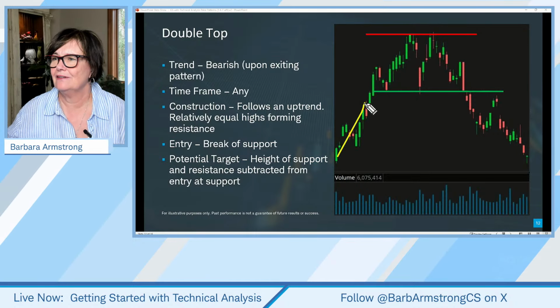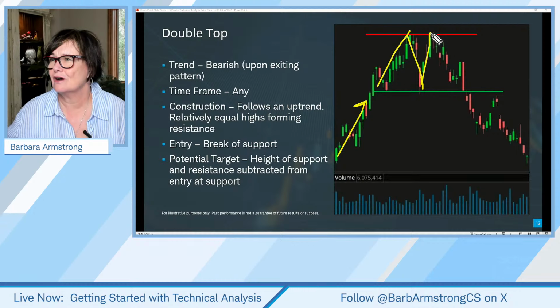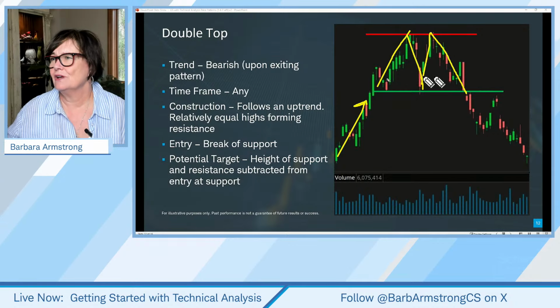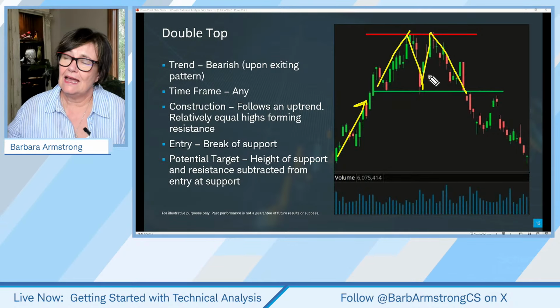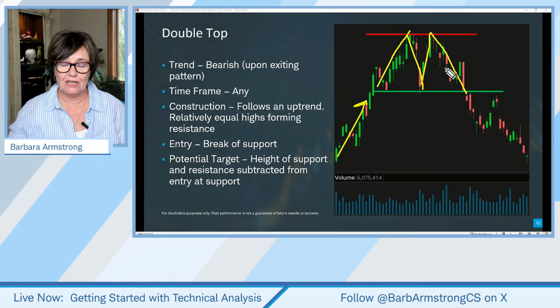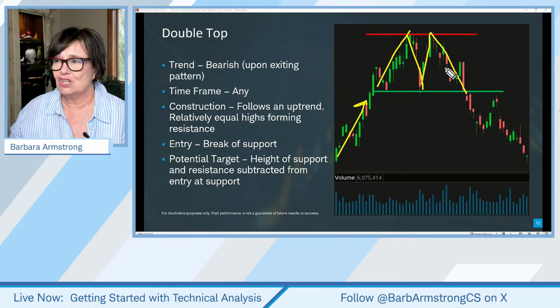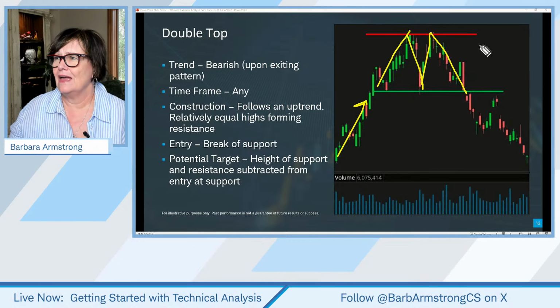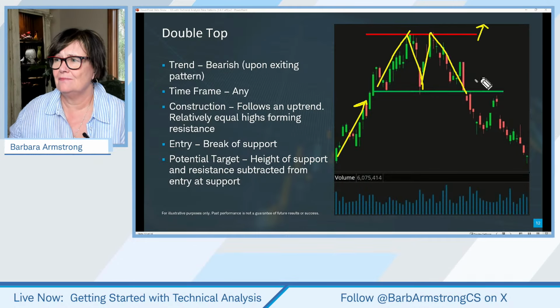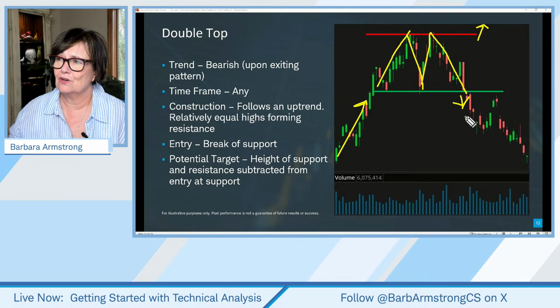So we had this significant uptrend happening, and then it came up and hit a high, came back down and hit a similar high. And so we call this a double top. And it could just be creating a range or a channel. And then it could break to the upside. But if it breaks to the downside, then that's a trend reversal.